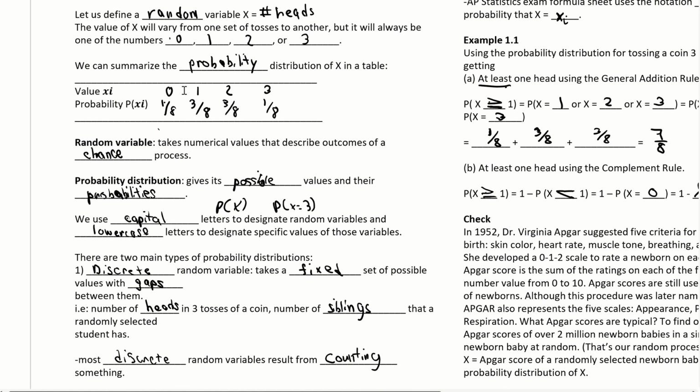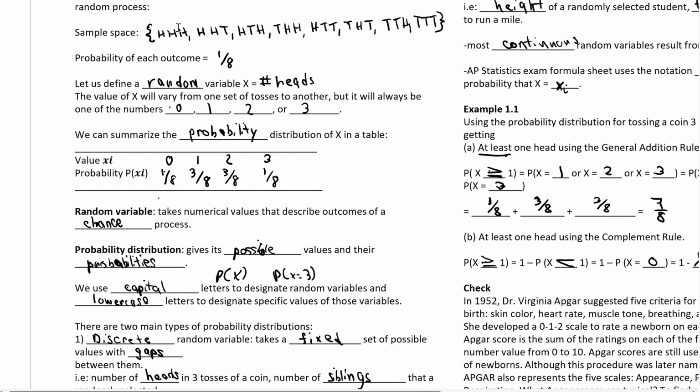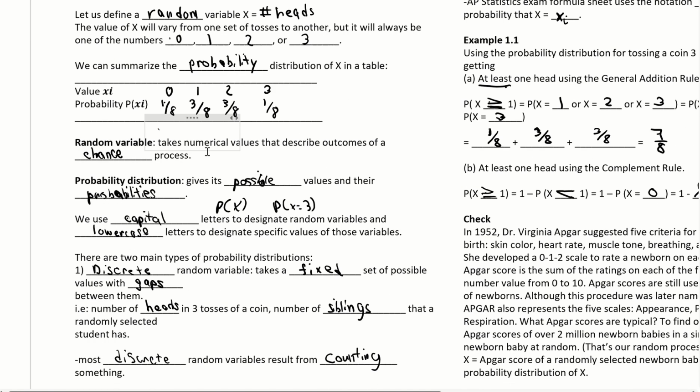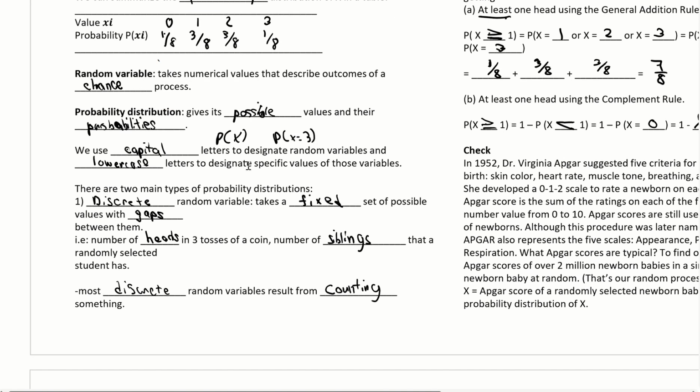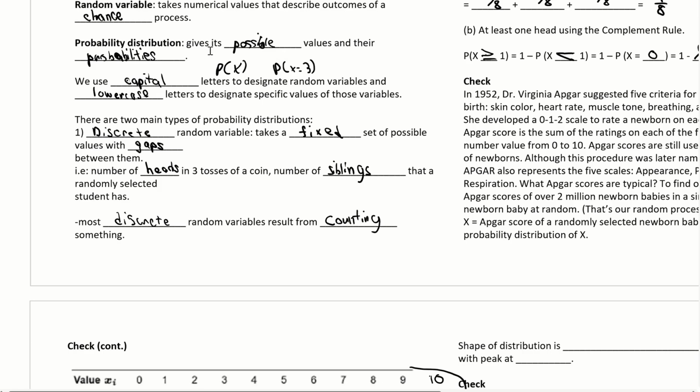And so we can put that in a table and summarize it as follows. For 0 heads, there's only one way to get 0 heads, which is 3 tails. There's only one way out of 8 to get 3 heads. And there are 3 ways to get 1 head, right? So there's 1, 2, and 3 here. And so on and so forth. And this becomes a probability distribution. It gives all the possible values and all the probabilities.